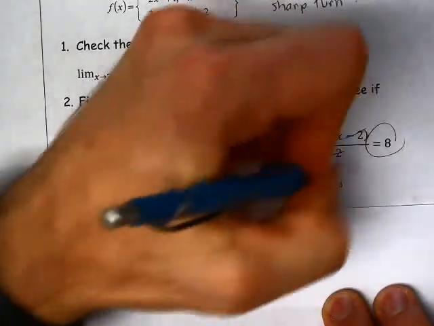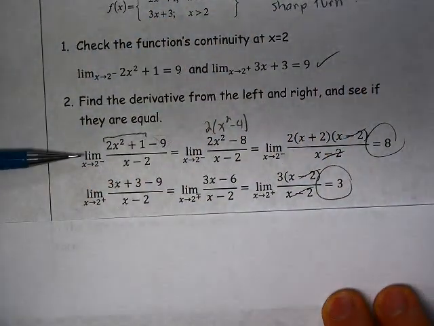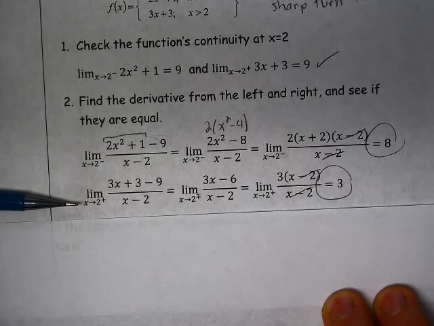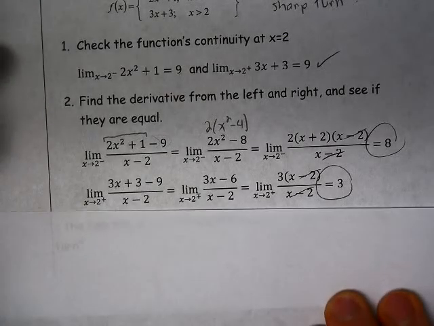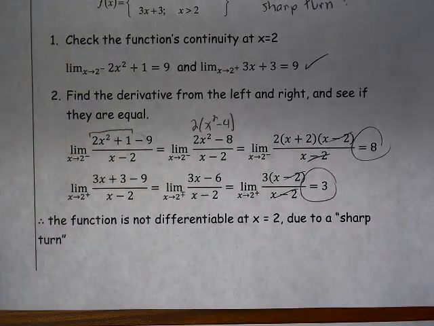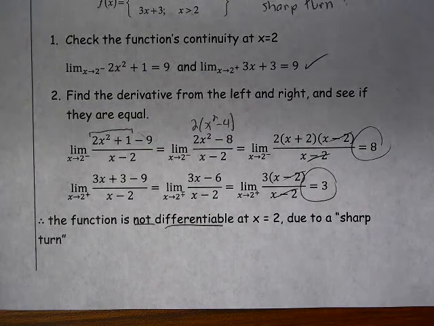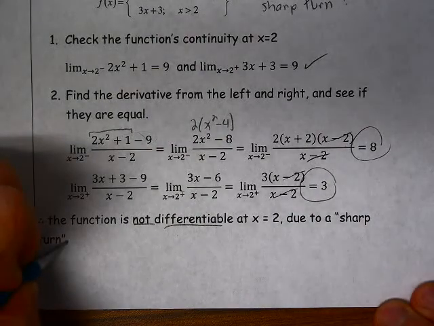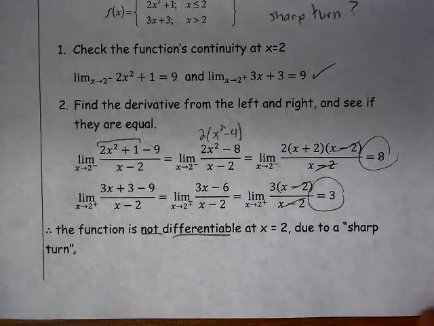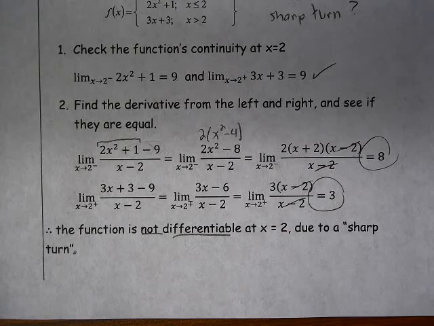Right? So I see that from the left, the derivative at x equals 2 approaches 8. And from the right, the derivative at x equals 2 approaches 3. So these two derivatives are not equal to each other, so this is a sharp turn. All right. So this function is not differentiable at x equals 2 because of that sharp turn. So that's what a sharp turn would actually look like analytically for us to demonstrate that there's literally a sharp turn there rather than just being able to look at a graph where it's real obvious.